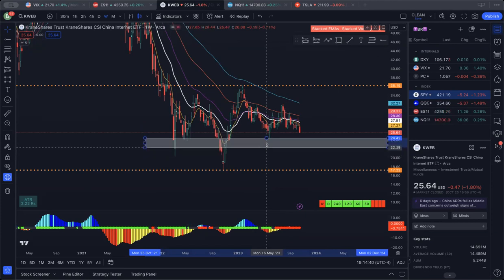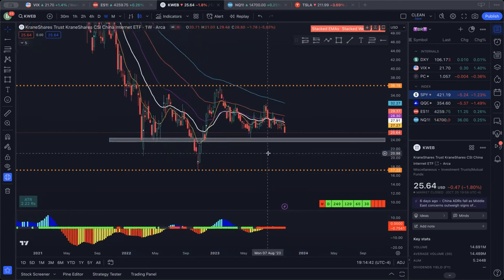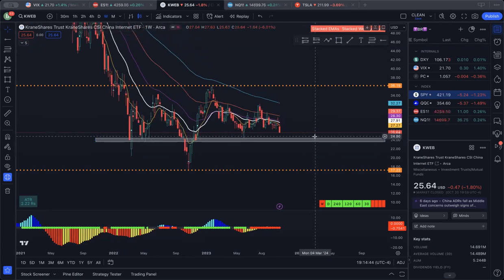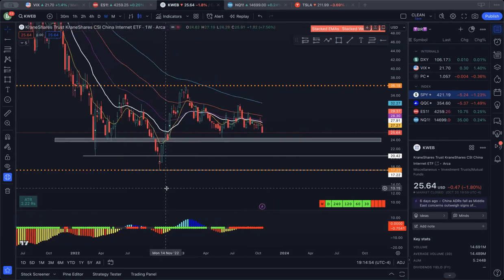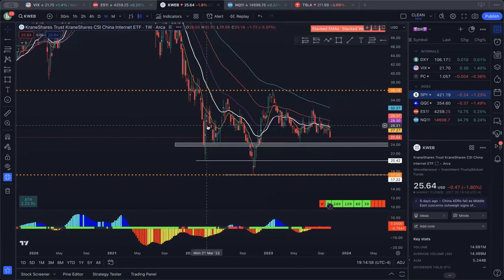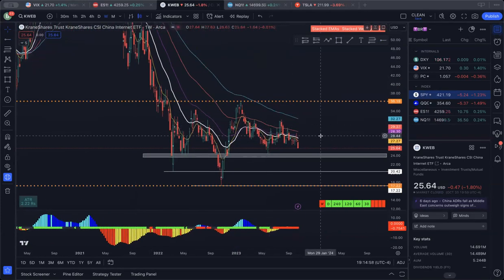Could probably have something more like this here. Back down to this 24 area, and then potentially you would look for it to tap this low, as well as potentially test this here. So this is another name that I'm watching. It's off the radar, I guess you'd say, but looks like a pretty good short.